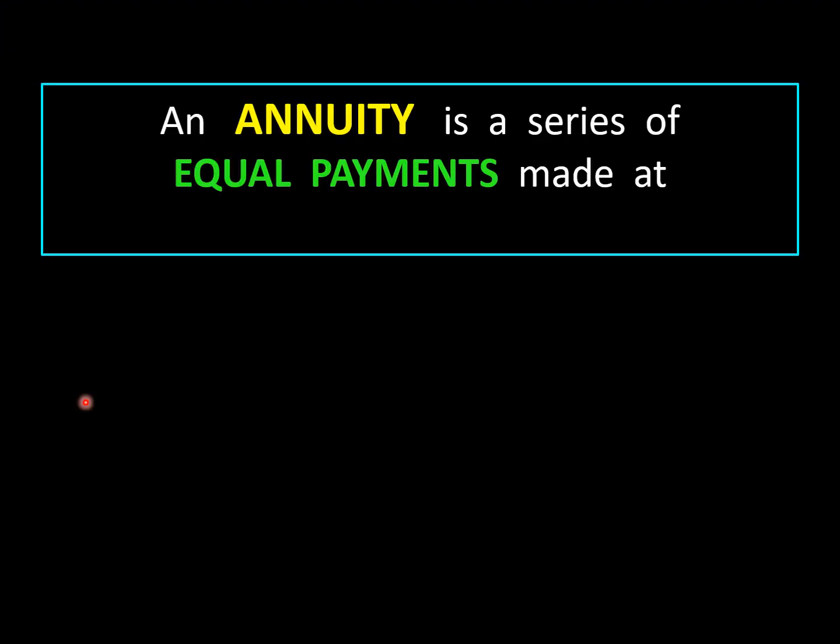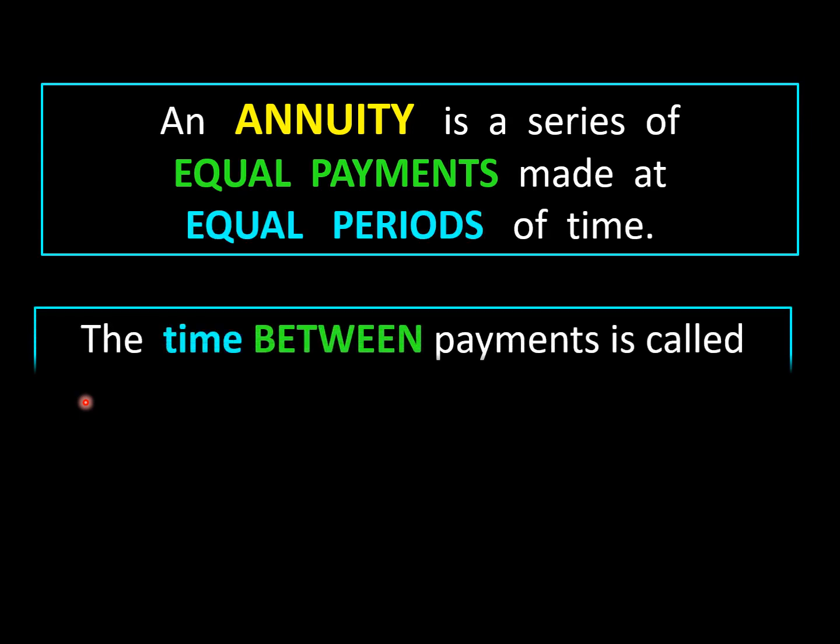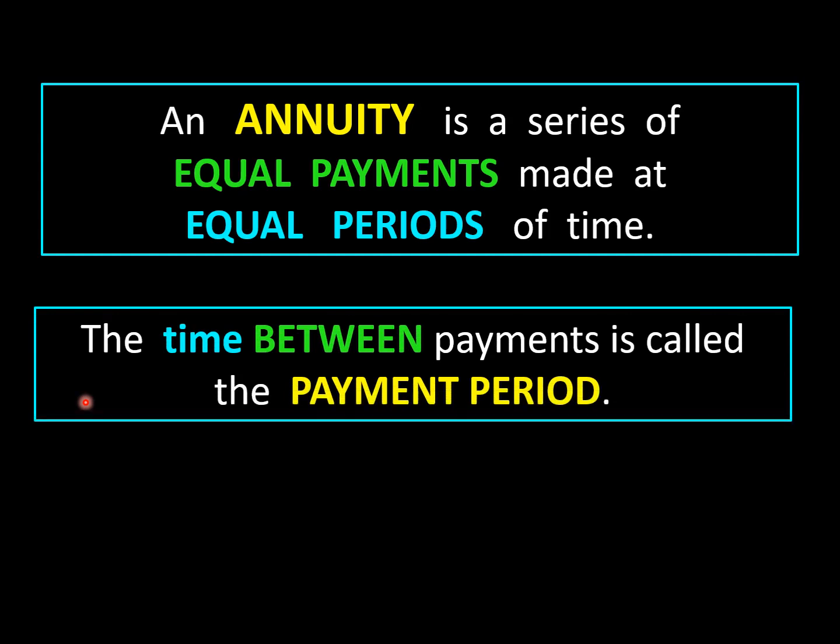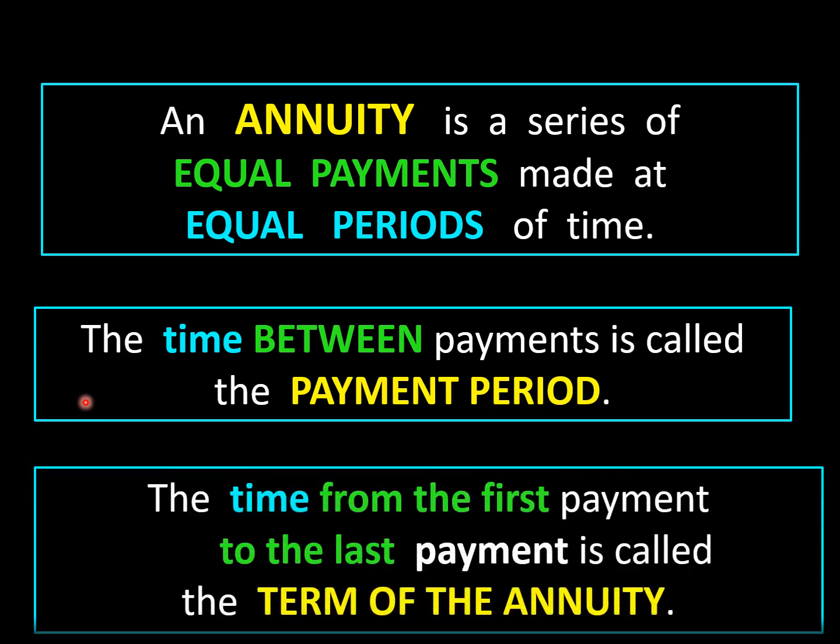Let's go over some definitions. An annuity is a series of equal payments made at equal periods of time. Then the time between payments is known as the payment period. And the time from the first payment to the last payment is known as the term of the annuity.